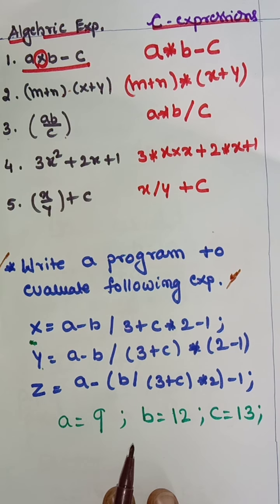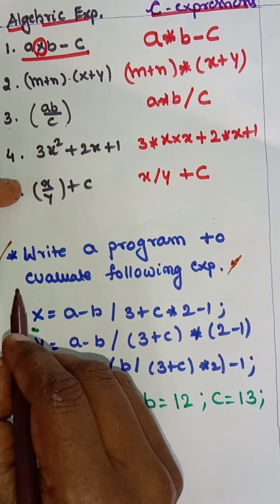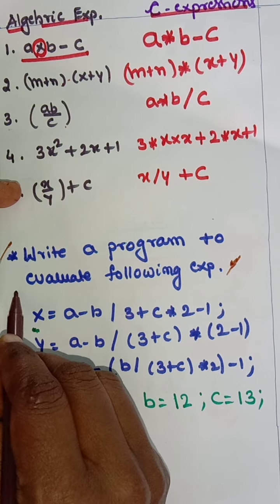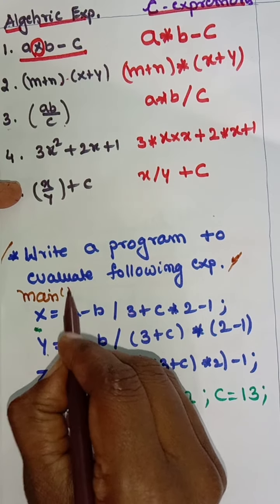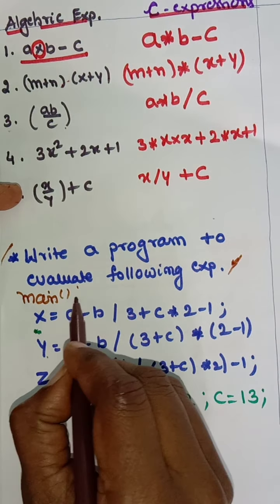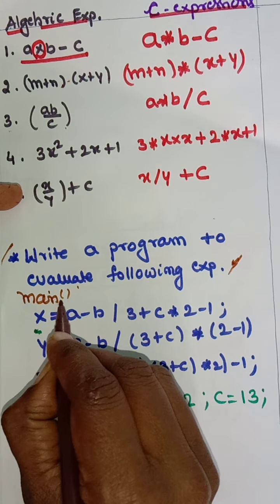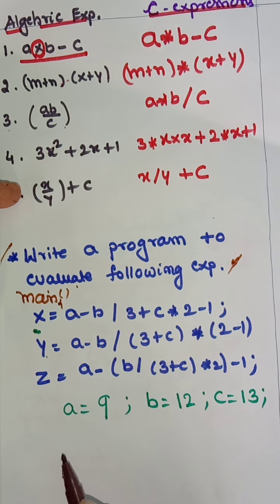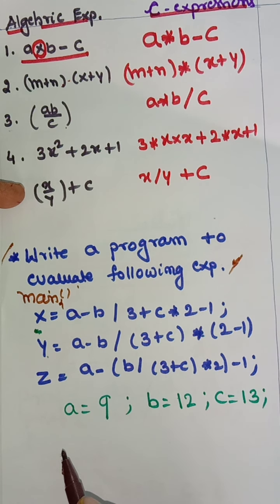Next, what you have to do? You have to write hash include stdio.h. Next important thing is the main program. I will write main. Does main contain a semicolon? No, it will not. Then the opening brace. After this, the simple thing is you have to declare the variables.